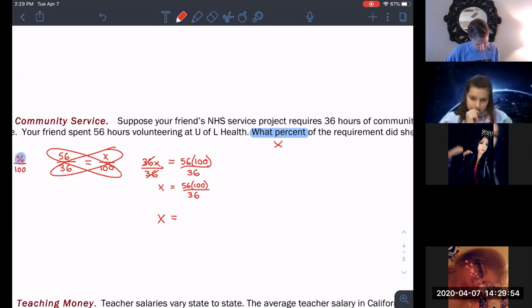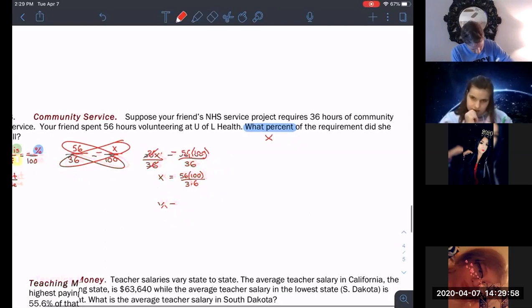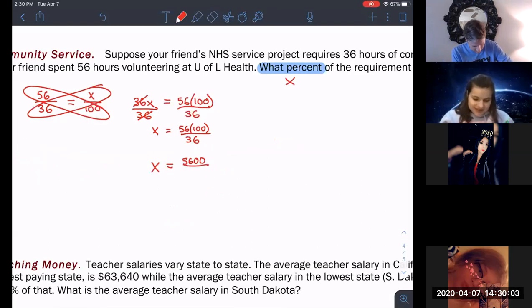Okay, I did 56 times 100, and then I got 56,000, and then I divided it, and I got 155.5%. Good. All right. And if we round it correctly, we would round that up to a 6. So there's our answer.